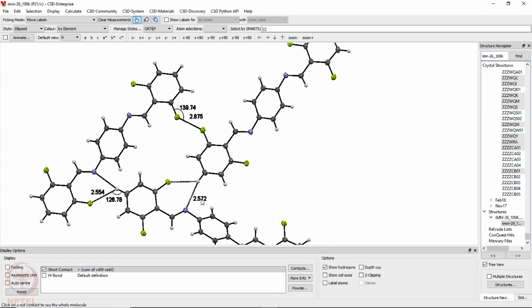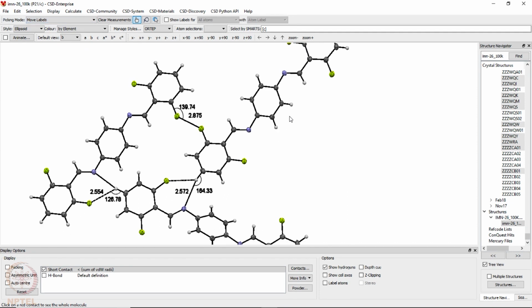So by doing these quick calculations, one can identify whether the short contacts that are being seen here correspond to any useful interaction or not. So if it is a hydrogen bond or any weak interaction, one can analyze using this nice simple package.